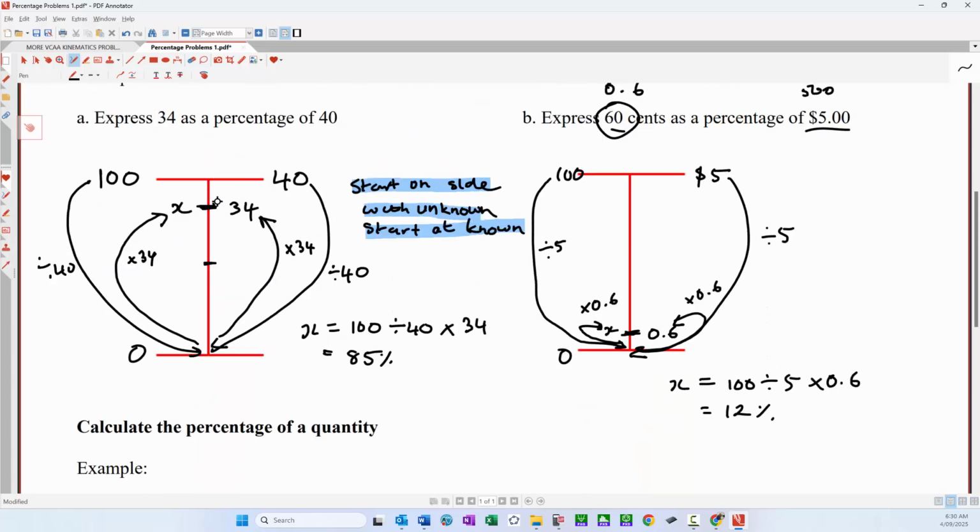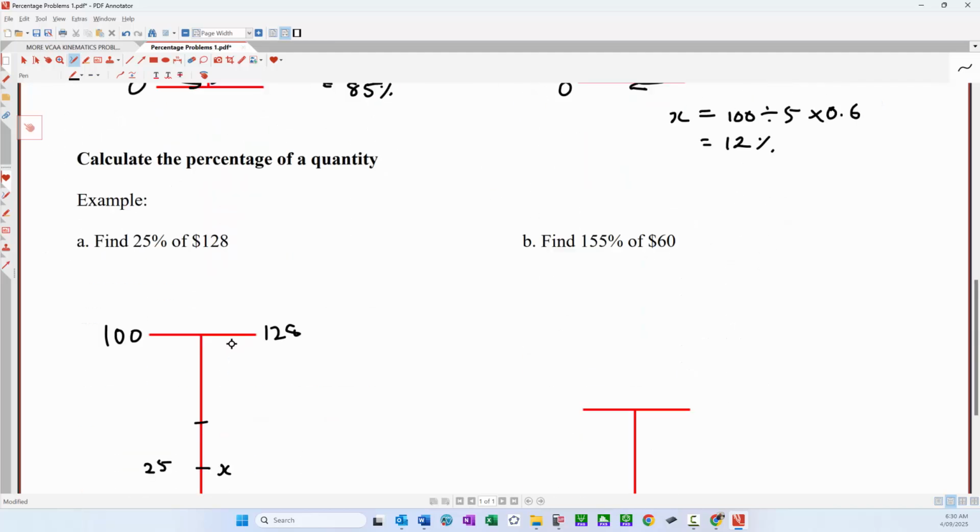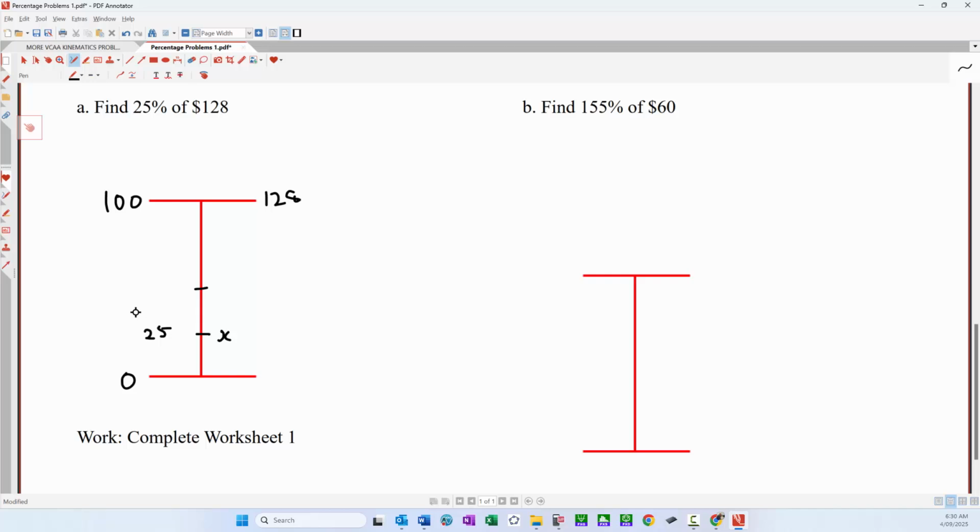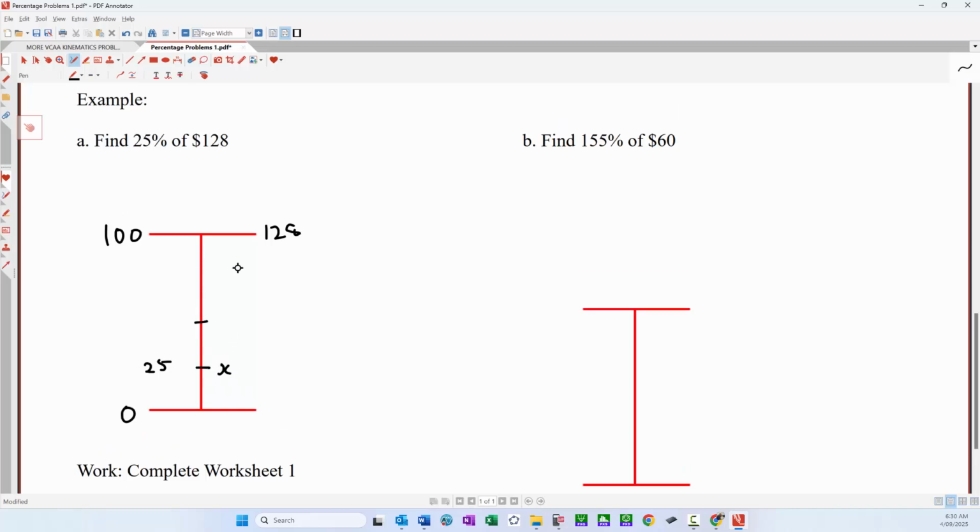So this time, when we first started, we had an unknown percentage. This time we know what the percentage is. We want to know what the amount is. So start with the side with the unknown, start with the known. Bring it down to 1, up to X. Copy the arrows. Down to 1, up to 25.